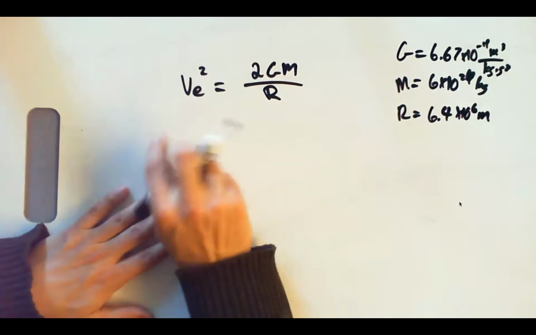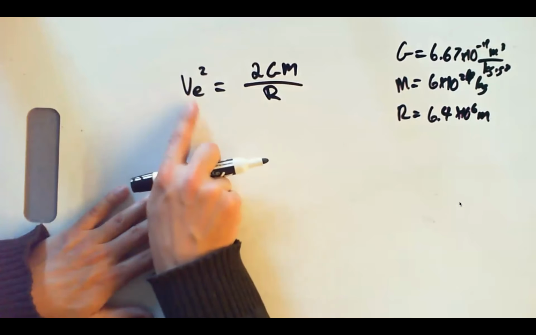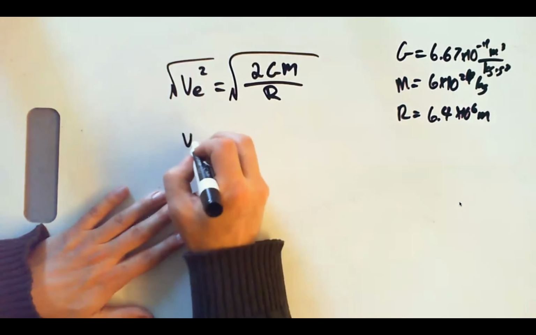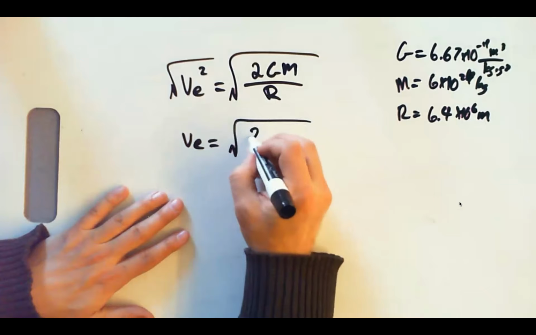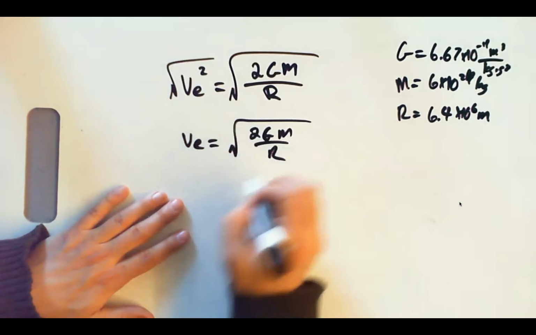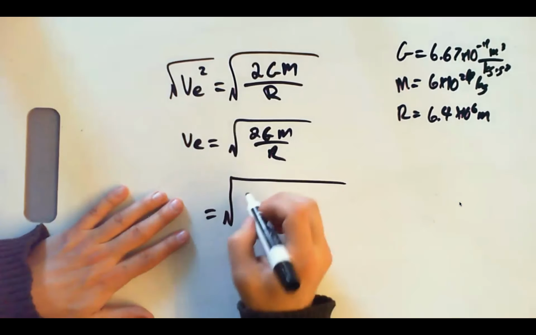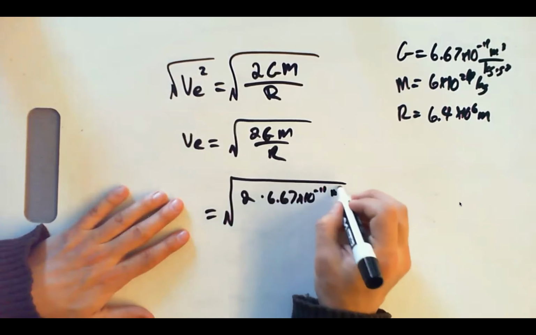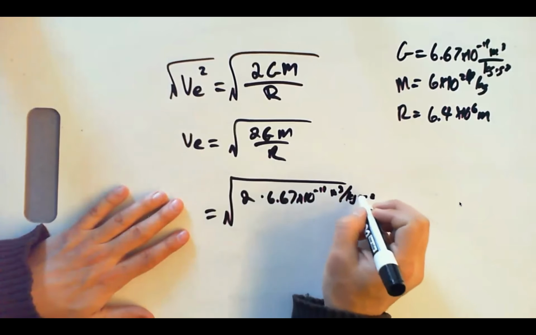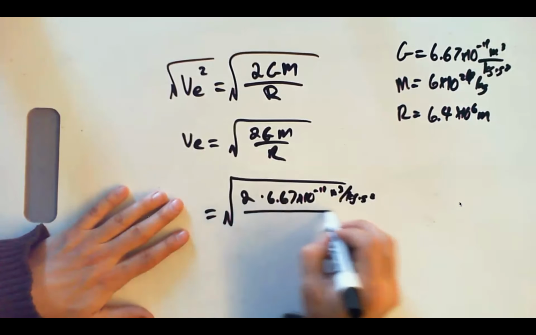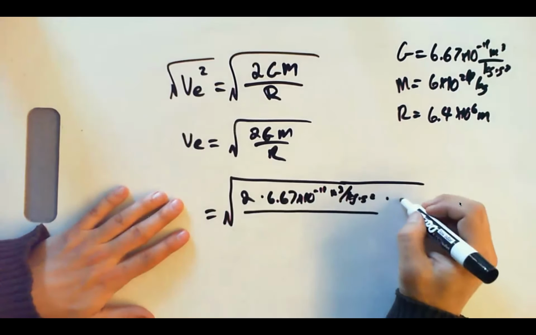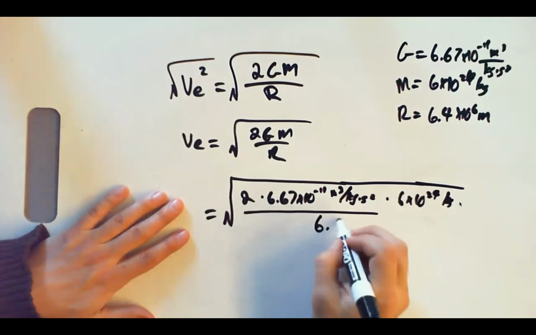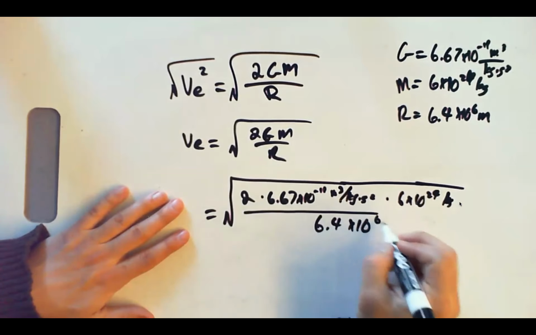Okay, now we have this. We're not going to want this to be squared. Let's take the square root of both sides. VE squared square rooted is just escape velocity. Escape velocity is really the square root of 2GM over r. Okay, let's do this out. We have the 2, we have a 6.67 times 10 to the negative 11 meters cubed per kilogram second squared, times the mass, which is 6 times 10 to the 24 kilograms, all divided by 6.4 times 10 to the 6 meters.